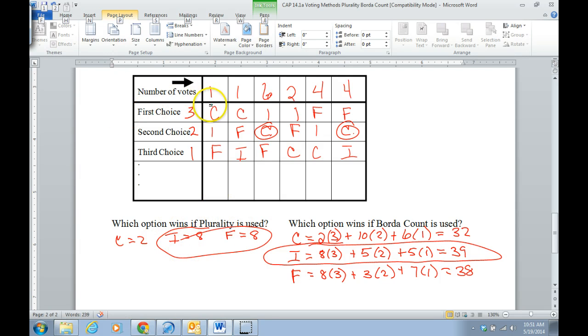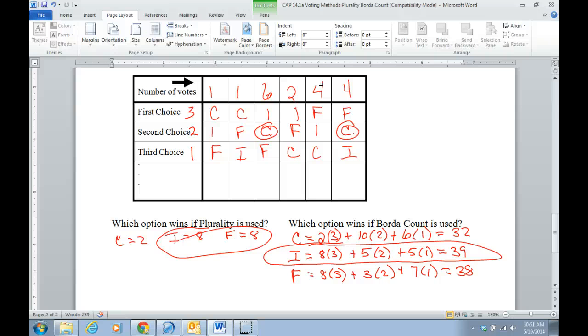Yeah, plurality is counting up the number of first choices you have. So here, for chips, we had 2. For ice cream, I added up the number of first place, it's 8. And then for fruit, it was also 8. Oh, I thought it was like counting the... Oh, yeah, no.